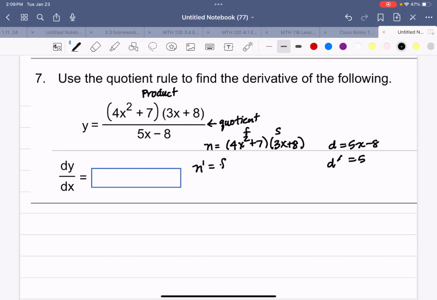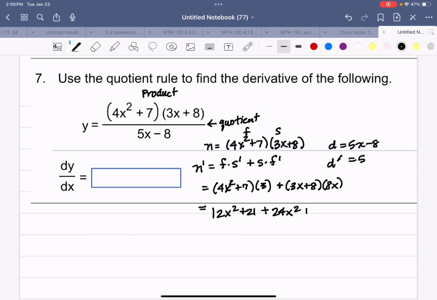If we put f times s prime plus s times f prime. So first times the derivative of the second plus the second times the derivative of the first. It's going to be first, 4x squared plus 7, derivative of the second, 3, plus the second, 3x plus 8, derivative of the first, 8x. Let's go ahead and simplify this. 12x squared plus 21 plus 24x squared plus 64x ends up 36x squared plus 64x plus 21.